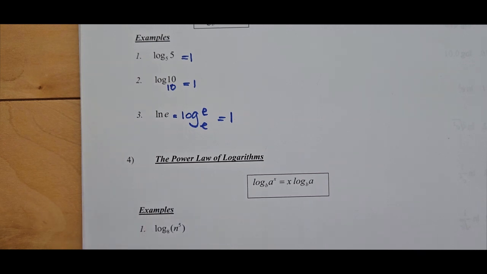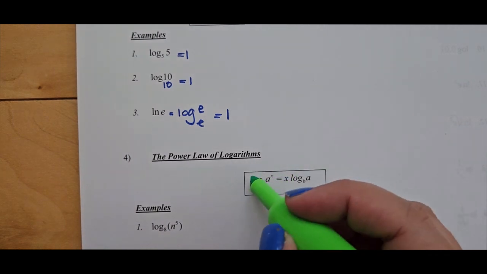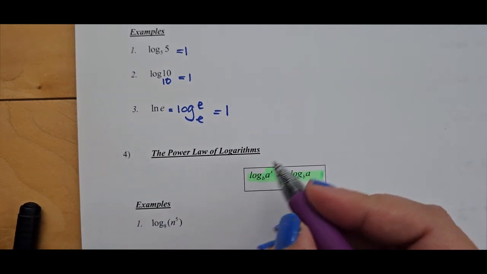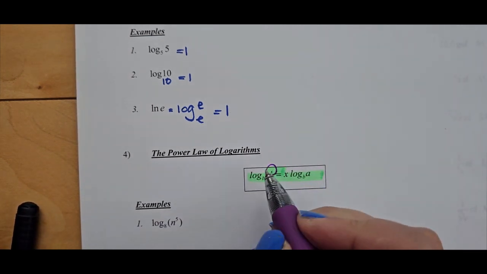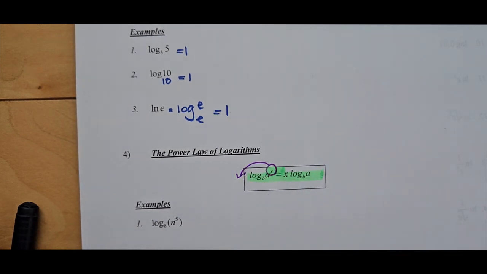So rule number 4, please highlight this one. This is very important. The power law of logarithm. So when you have a power here, let's say x, you can see here x, this x will move to the front. Okay? So remember guys, here you only have one term. And that term has got a power. What you can do, you can move the power to the front of the logarithm.